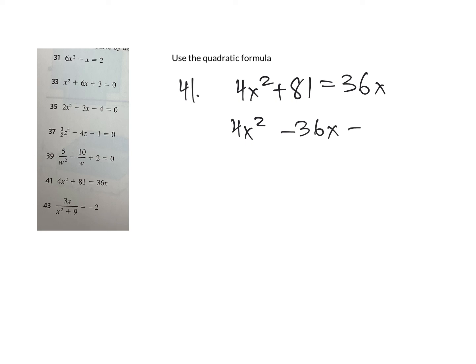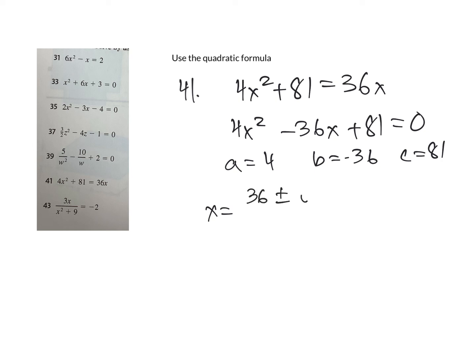Number 41. 4x squared plus 81 equals 36x. So put everything on one side. 4x squared minus 36x plus 81 equals 0. Now, let's just start this just like what we've been doing. And C is 81. Some large numbers, but it's okay. Doesn't matter. X equals negative b plus or minus the square root of b squared.